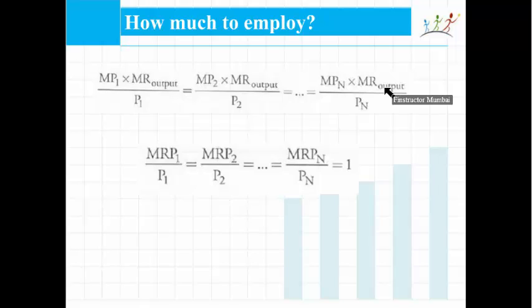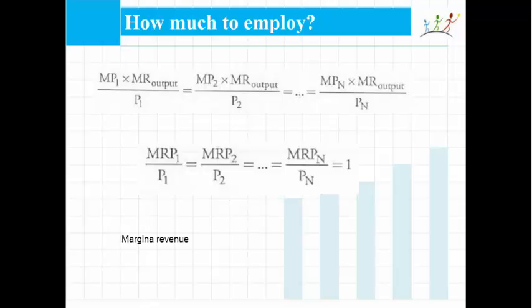So this is the profit maximizing level. The next question is, even in this optimum scenario where MP by P is equal, how much should we keep producing, or how much to employ? So we should employ it in the proportion as mentioned in the previous slide, but how much should we employ? We should employ till the time the marginal revenue is equal to the cost.